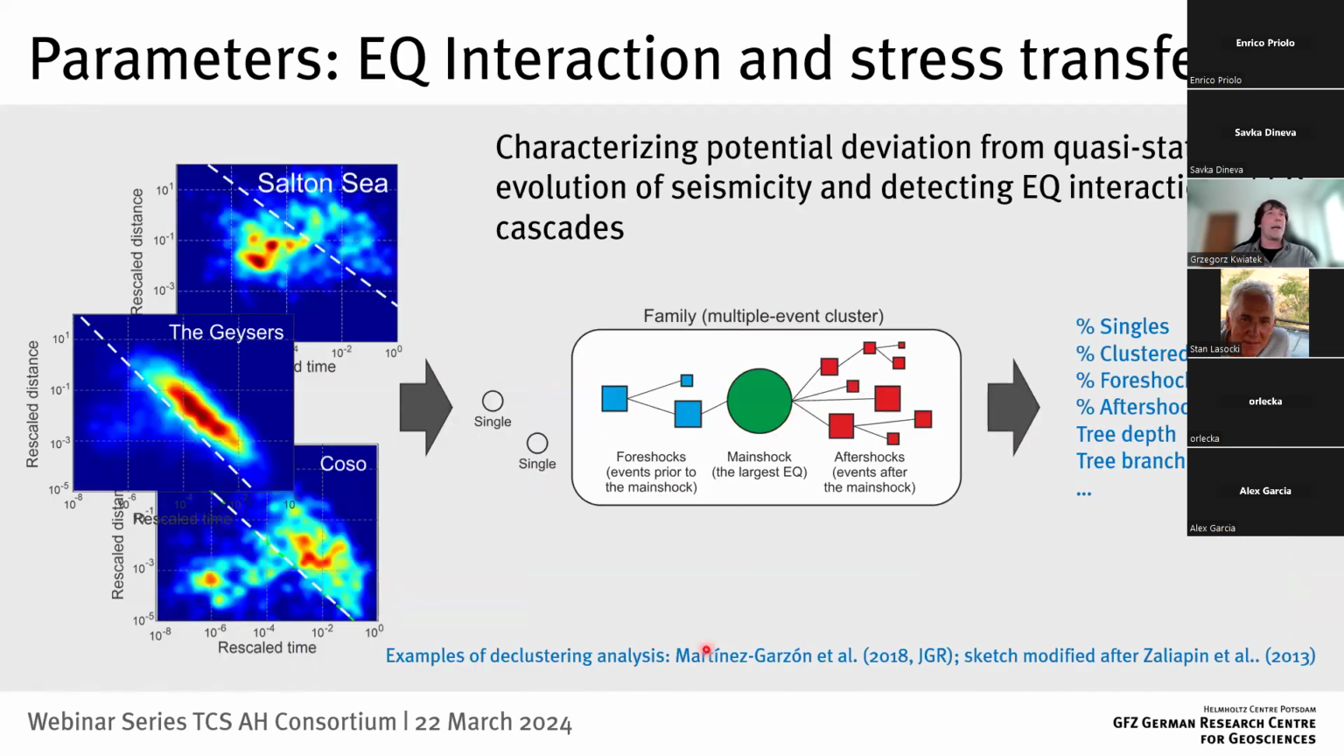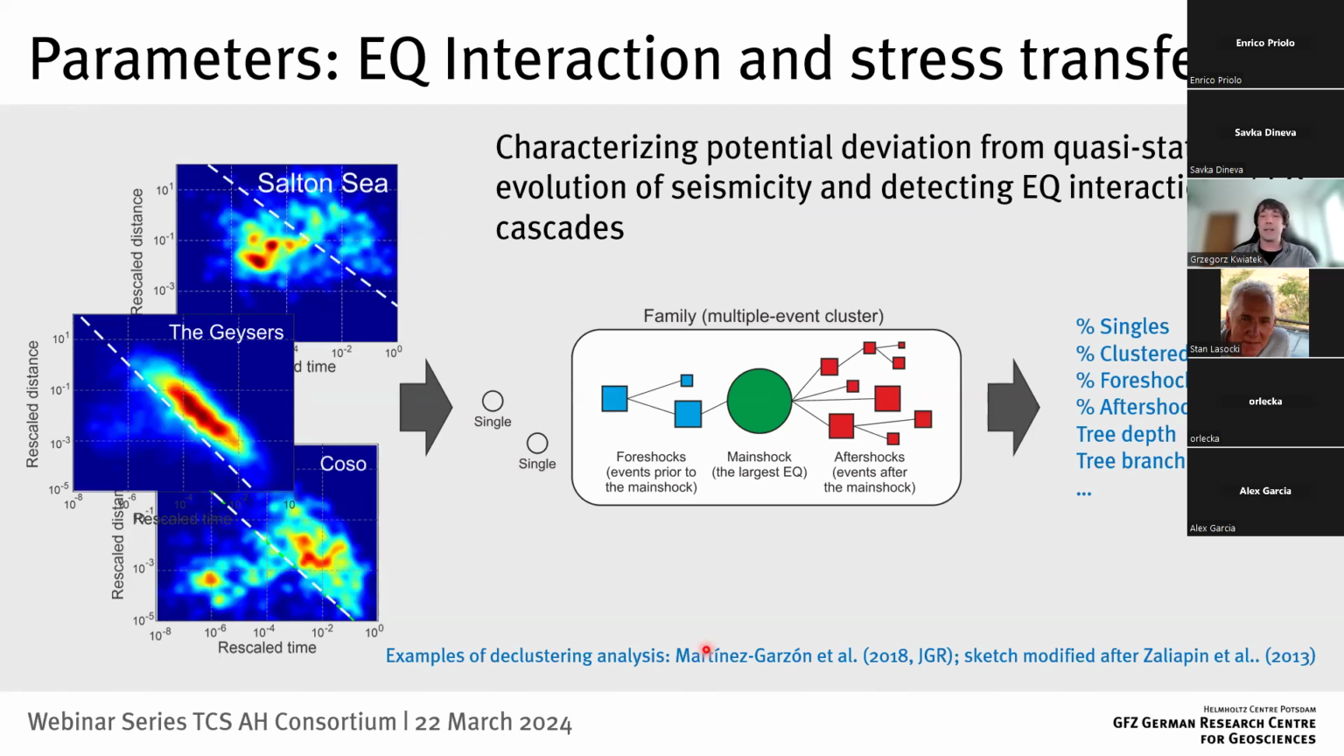As for the parameters characterizing earthquake clustering, earthquake interactions and stress transfer, the idea is to detect deviations from quasi-stationary processes in the time, space, or magnitude domain. Bayesian-Paczewski metrics provide a convenient, largely unsupervised method that can be automated to separate the data into background and clustered seismicity. Then we can further characterize the clustered families of events in the space-time-magnitude domain.